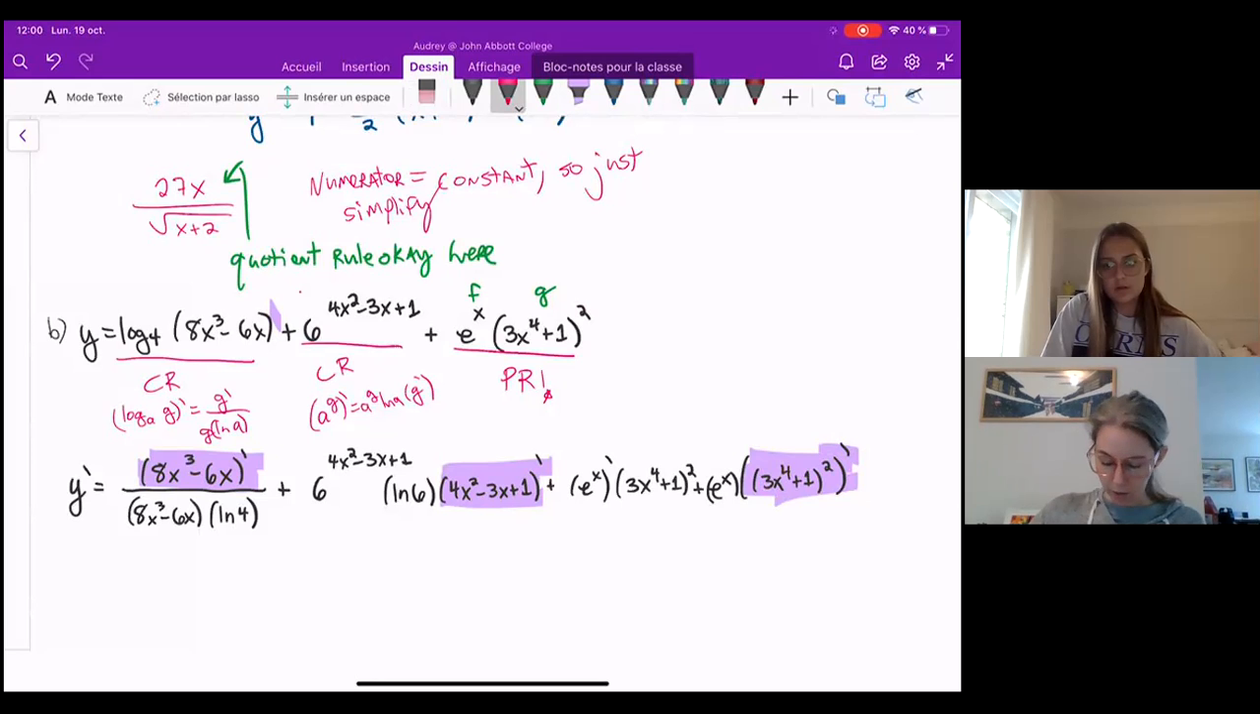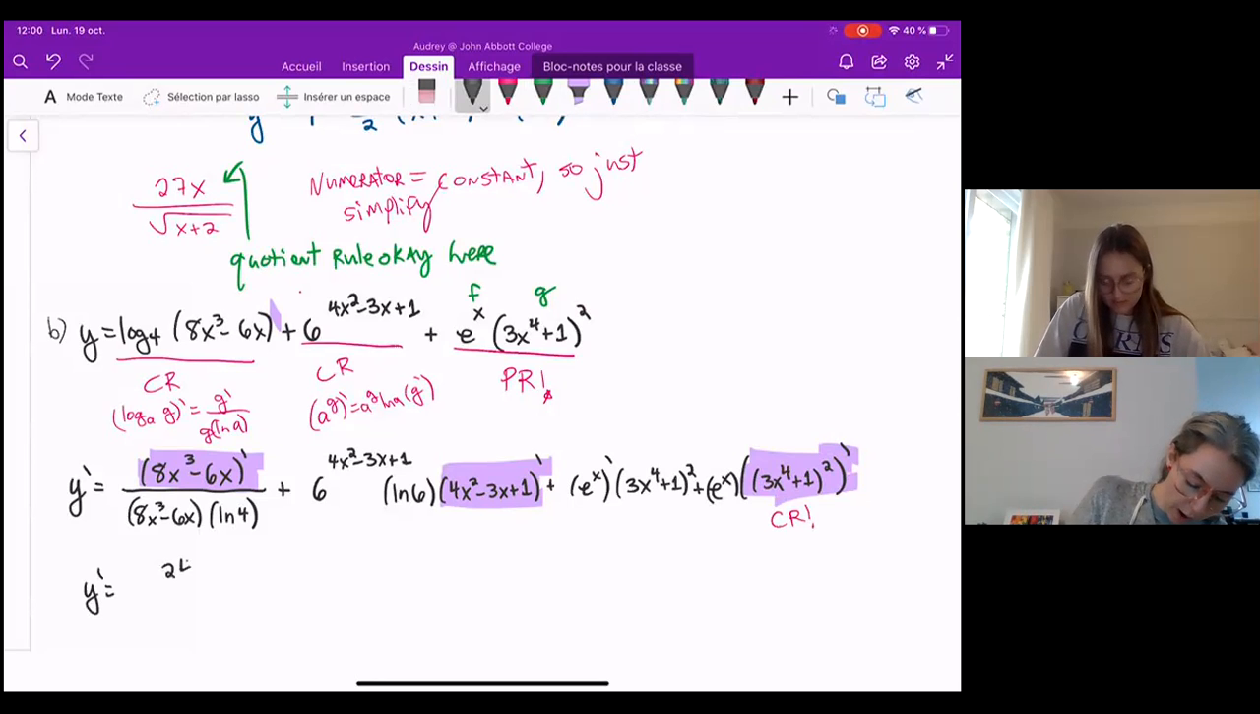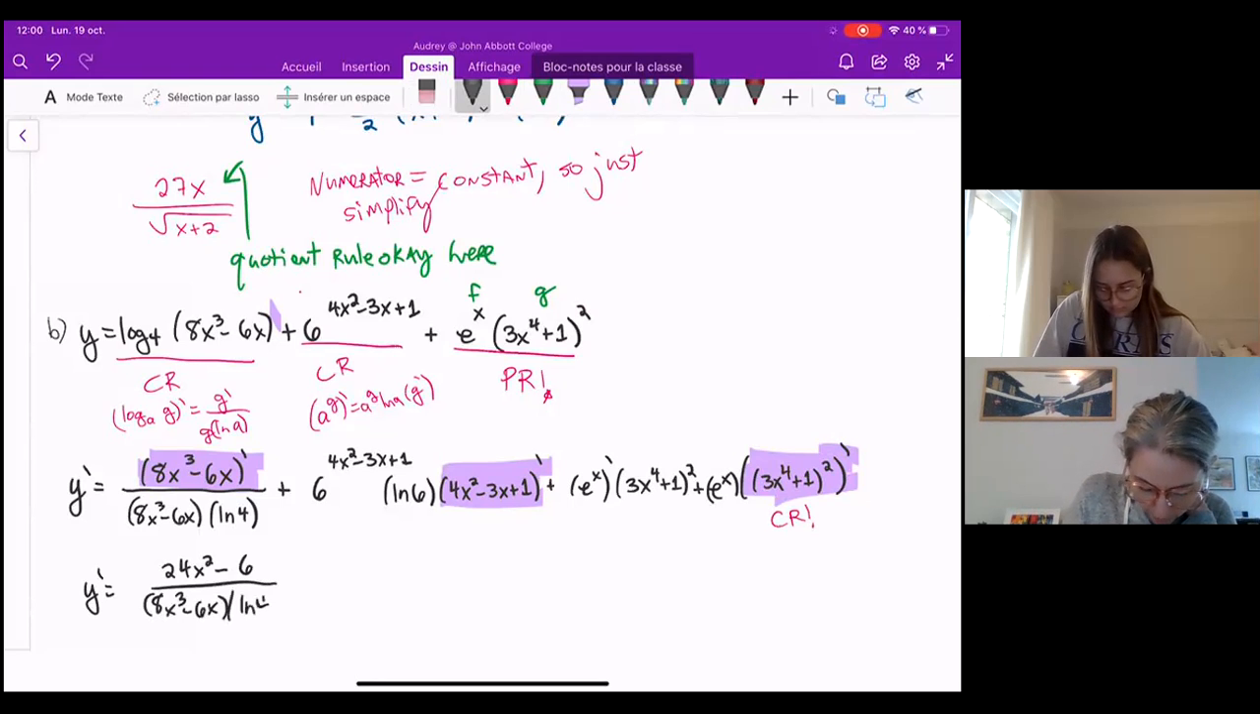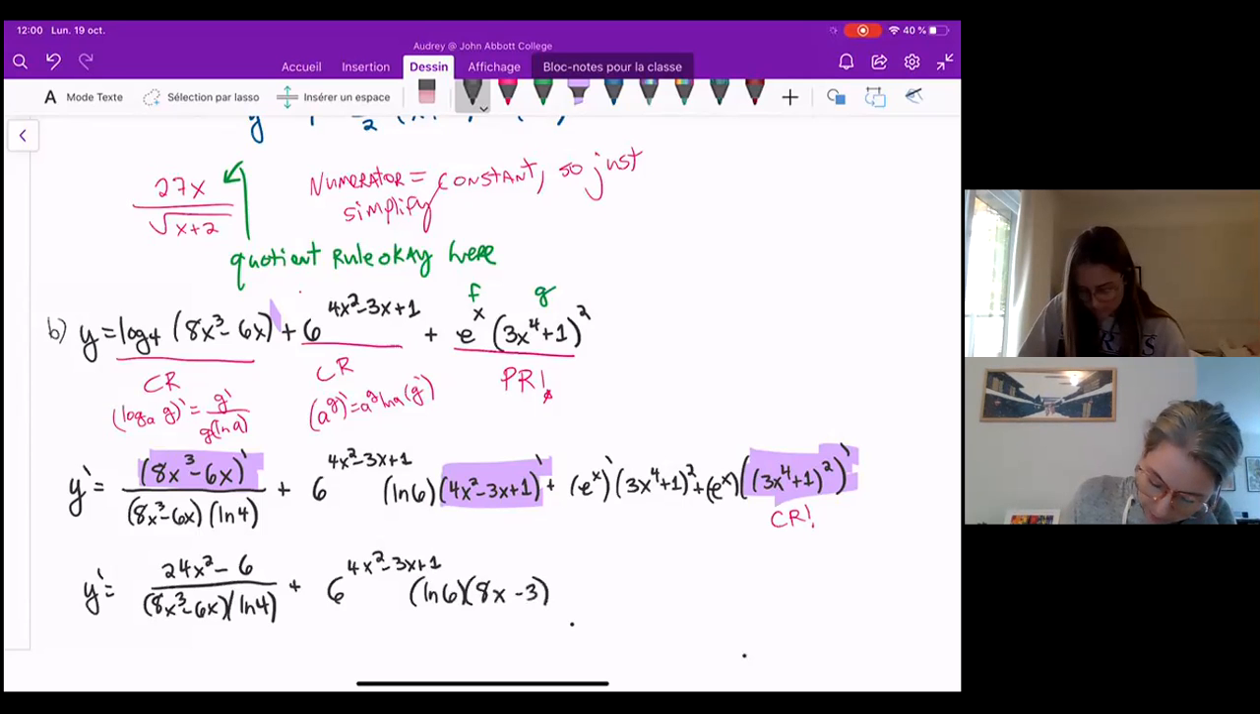The derivative of 3x to the 4th plus 1. You got it. That's going to be a chain rule. So inside of this product rule, I had a chain rule. So this is y prime is equal to 24x squared minus 6 over 8x cubed minus 6x times ln 4, plus 6 to the 4x squared minus 3x plus 1 times ln 6 times 8x minus 3, plus the derivative of e to the x is e to the x, so that doesn't change.